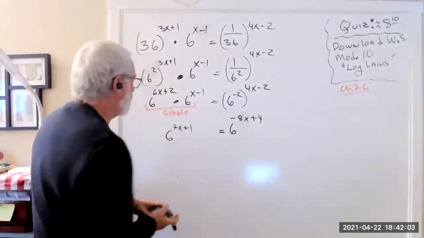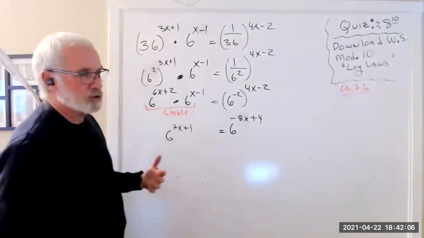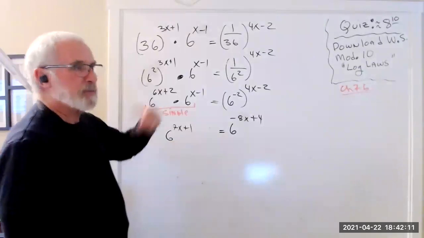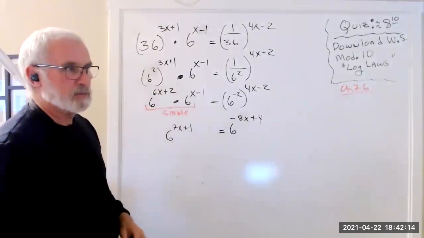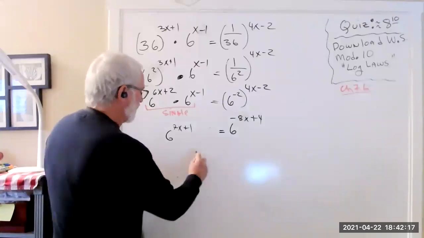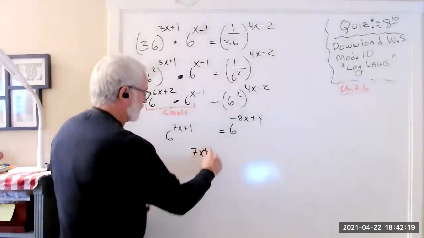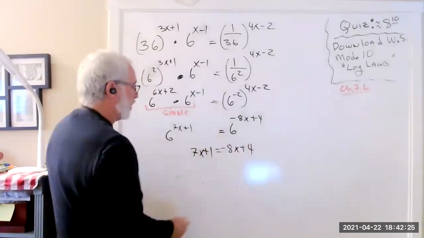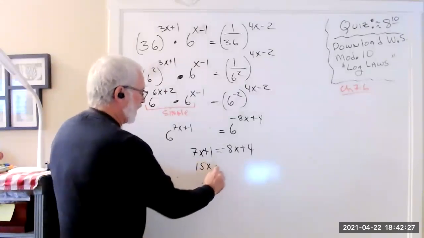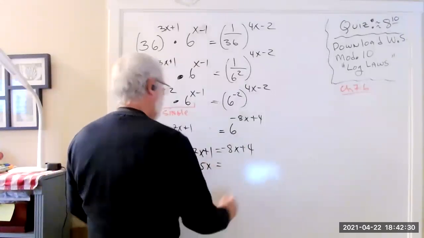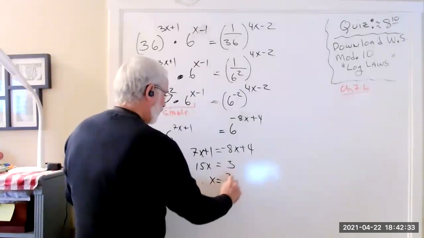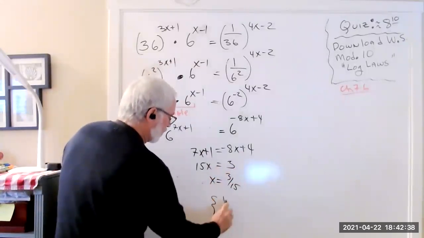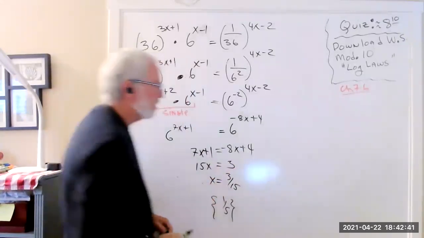All right. Then we used some logic at this point. We said, if the base numbers are the same, then the powers had to have been the same. So at that point, we could drop the base numbers and say they were unimportant to us. So 7x plus 1 equals negative 8x plus 4, and go ahead and solve. I think that's 15x equals 3. So x is 3 over 15. So solution set 1/5. And I'm done.